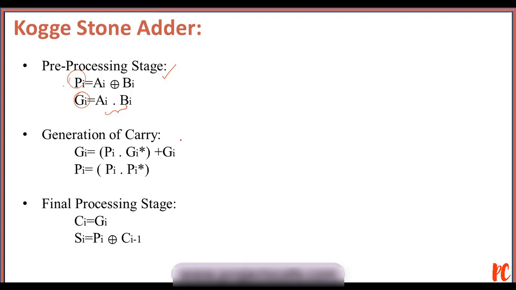The second stage is the generation of carry, where a multiplication is performed for the current product value with the generated value of the previous stage. This star refers to the previous stage. It says GI of the previous value, added with your current GI, followed by your propagated value, which represents the current PI multiplied with the previous PI value.